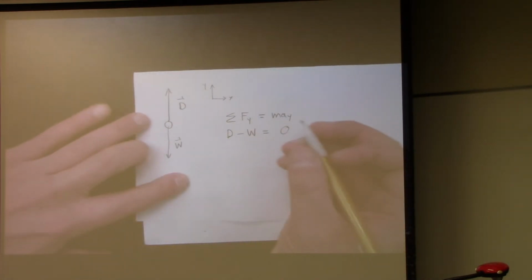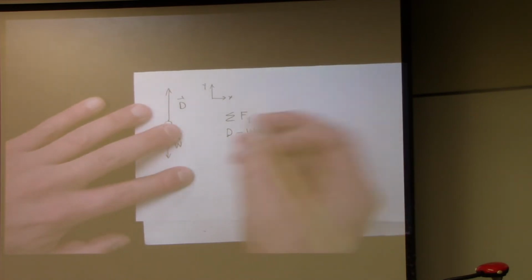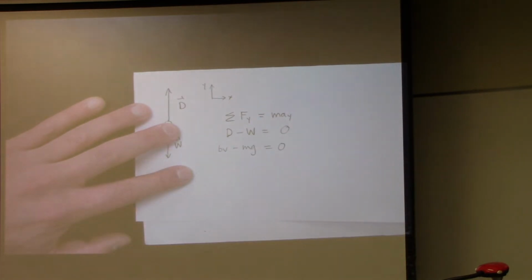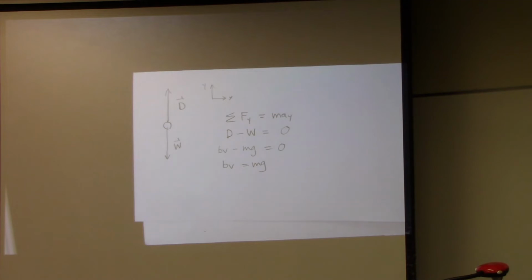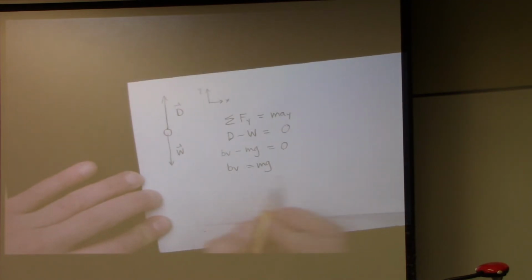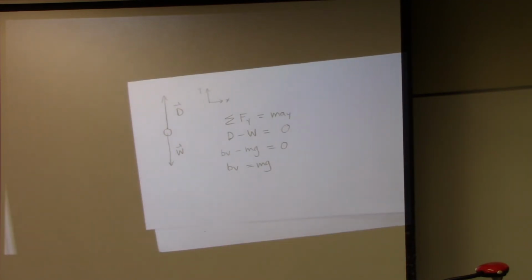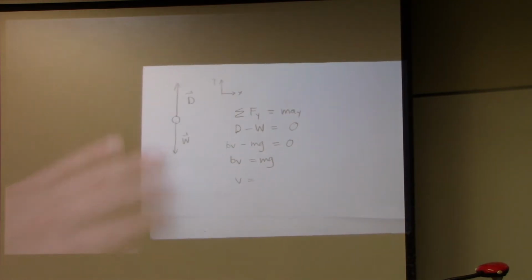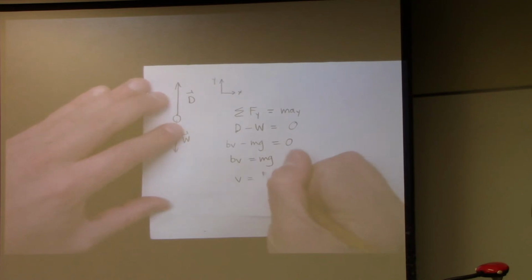Okay? So what we have is B times V is how you write the drag force. M times G is the weight. That equals 0. So B times V is equal to M times G. Again, I'm just saying what we said earlier, that the drag force and the weight are equal in terms of magnitude. So what is V equal to at that time? What is the speed? Well, it's just mg divided by B.